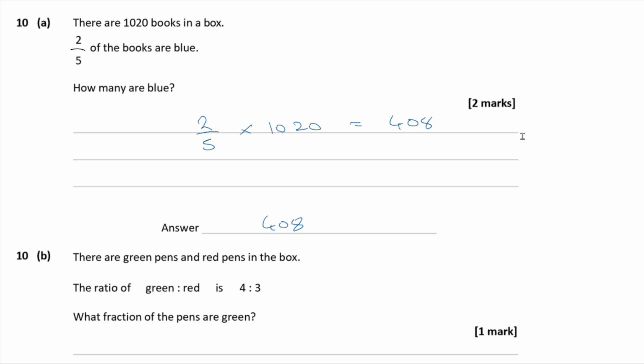There are green pens and red pens in a box. The ratio of green to red is 4:3. What fraction of the pens are green? Okay, well, there are 4 shares and 3 shares. 4 shares of green pens, 3 shares of red pens. So altogether 4 plus 3 equals 7 shares altogether. So then the fraction that are green is the 4 green shares divided by the 7 shares. So that's 4/7.